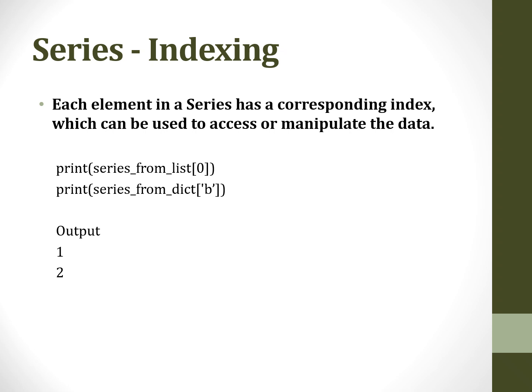Each element in the series is associated with a particular index, so we can specify the index and extract the data corresponding to that index. From the list, if we print the 0th element, it will show 1. From the dictionary, if we have to print the value corresponding to index b, that can be 10.